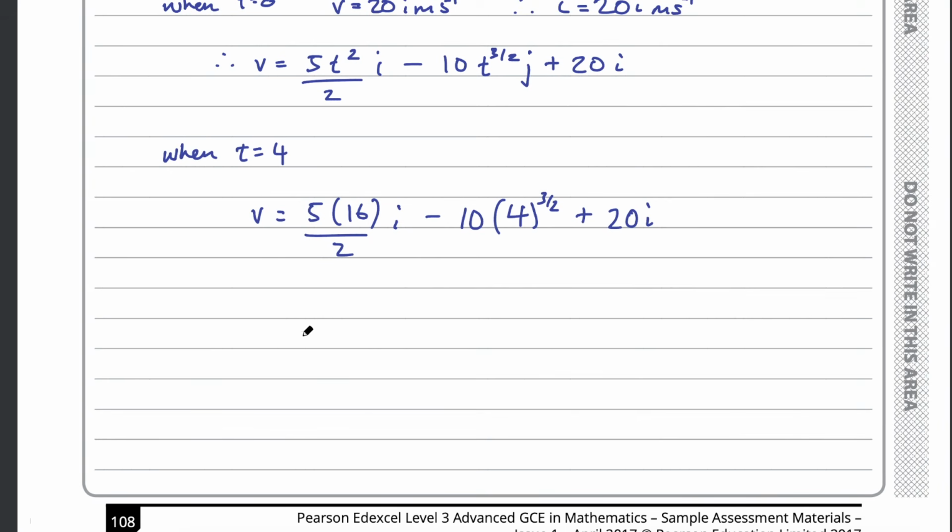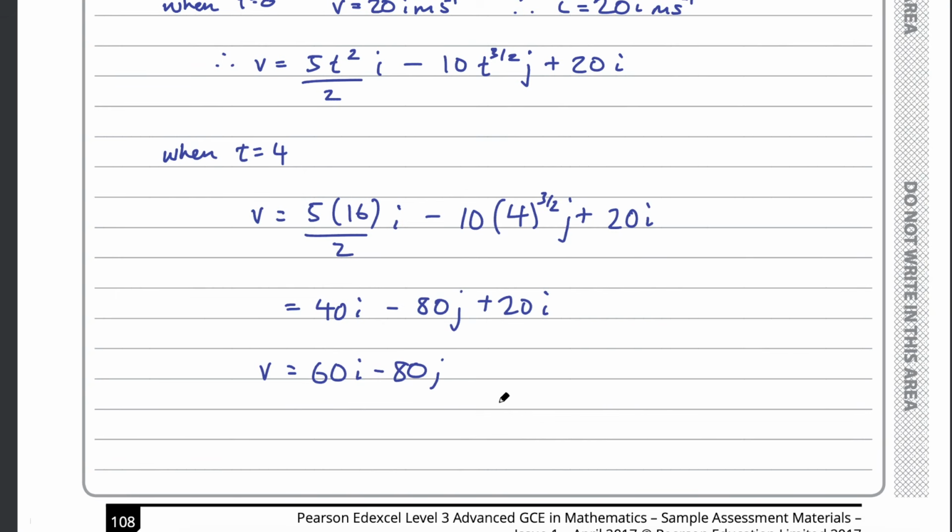So 5 times 8 basically, that's 40 minus 4 to the power of 3 on 2. Well, that's like 4 cubed and then the square root of that. So 4 cubed is 64, and then the square root of 64 is 8. So 10 times 8, that's going to be 80. I forgot the J up there, 80J plus 20I, which simplifies to 60I minus 80J.